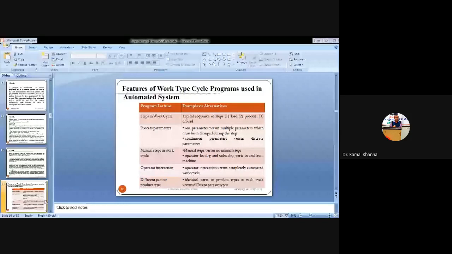So the first one we can have is the steps in the work cycles. Steps in work cycles means there is a typical sequence of operations. That is, initially you have to load the specimen, you have to load the tool on the spindle, you have to load the specimen on the four-jaw chuck.